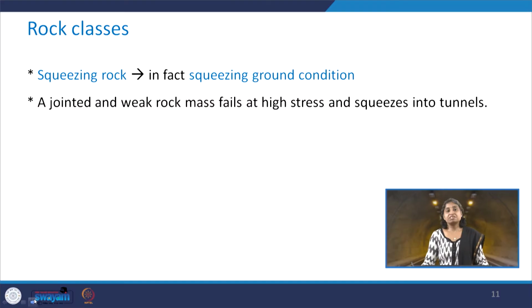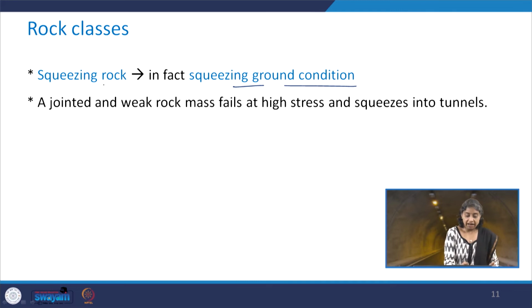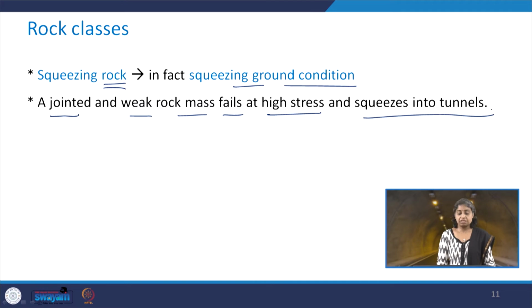When I say squeezing rock, we basically refer to the squeezing ground condition. So basically it is the ground condition and not the rock, but in many places in the literature you will see that they say, oh, there it is squeezing rock. What they are referring to is the squeezing ground condition: a jointed and weak rock mass that fails at high stress and squeezes into the tunnel. That is what we say is the squeezing ground condition.